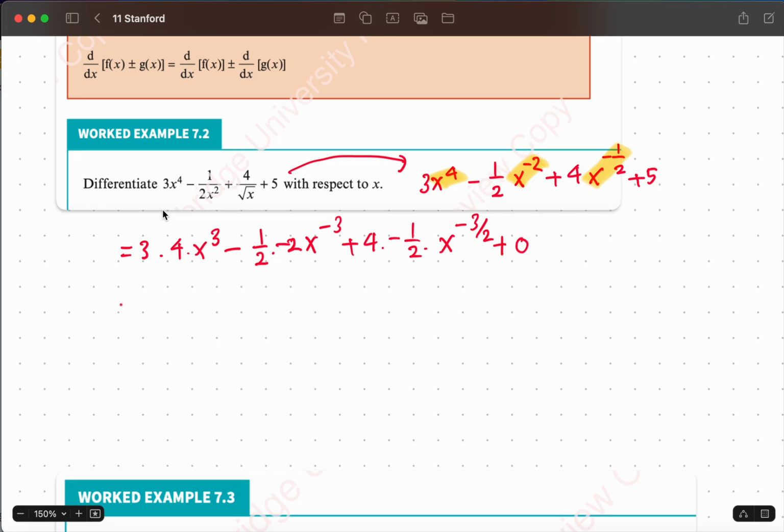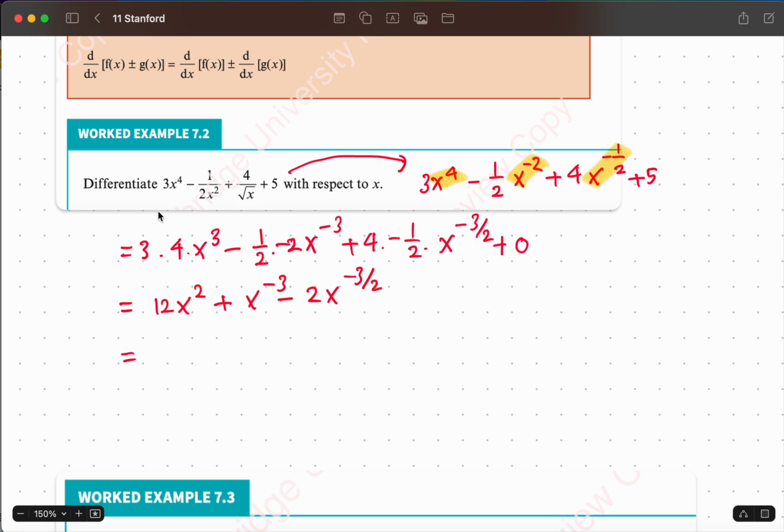Okay, now let's multiply the numbers. So 3 times 4 will be 12, 12x cubed, and then negative 1 over 2 times negative 2 will be plus 1. We don't need to write a coefficient of 1, so it's only x to the power of minus 3, plus 4 times negative 1 over 2, so we cancel it, it will be negative 2, x to the power of negative 3 over 2, plus 0. We don't need to write it.